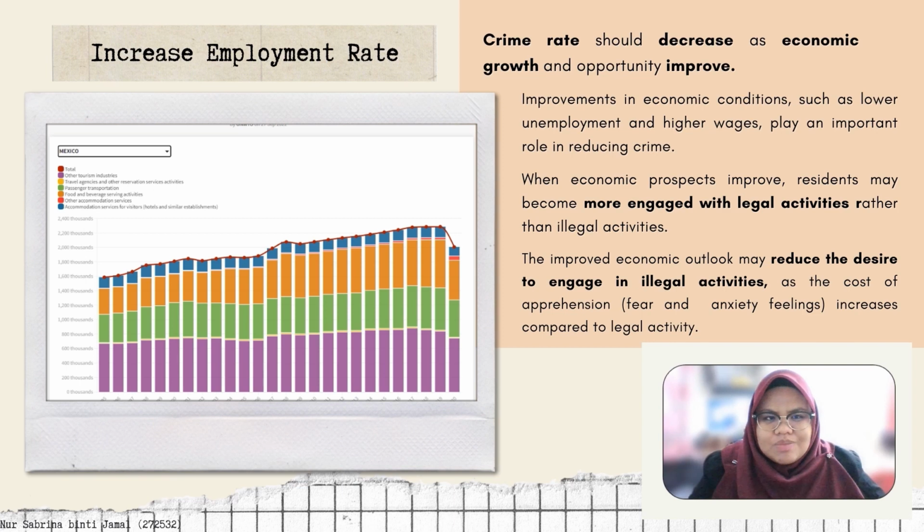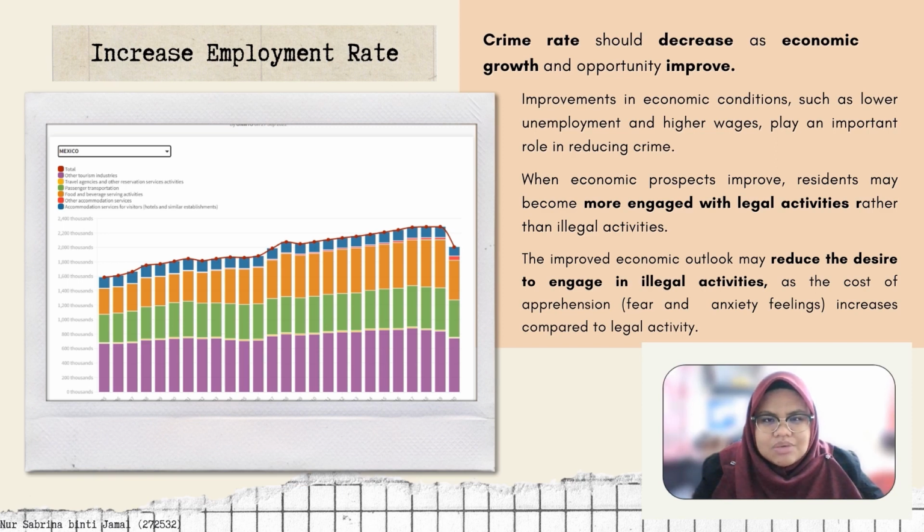According to economic theory, crime should decrease as economic growth and opportunity improve. That is because the incentive to engage in illegal activity decreases as the legal avenues of earning income become more fruitful. Improvements in economic conditions, such as lower unemployment and higher wages, play an important role in reducing crime. There are 2 different potential explanations for why crime rates will decrease.